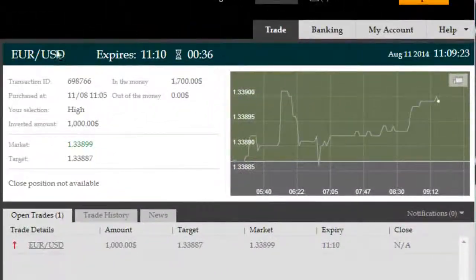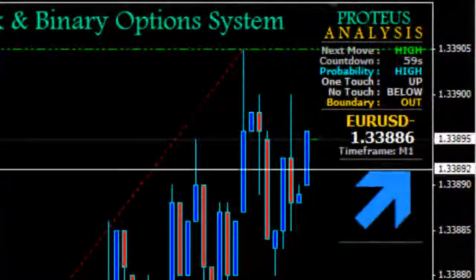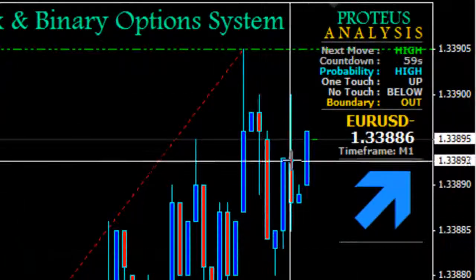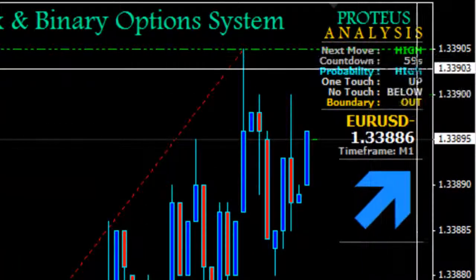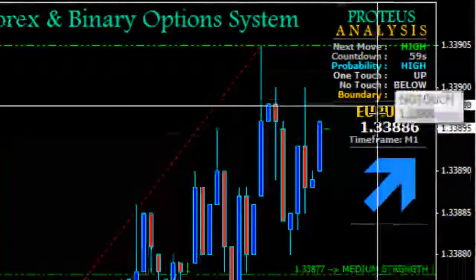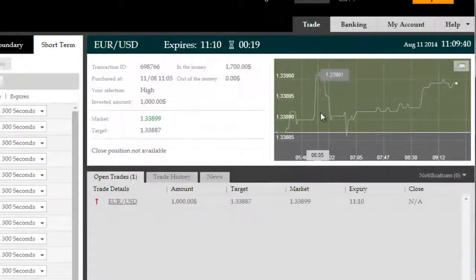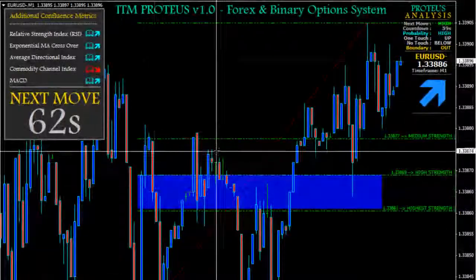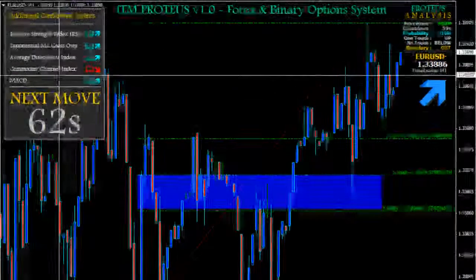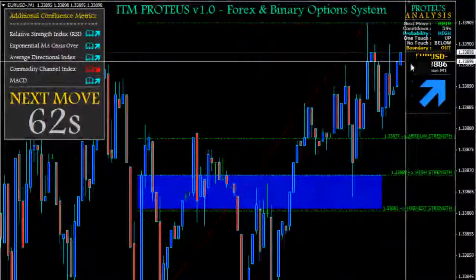So we're now in. We'll come back to you shortly. All right, we're back with roughly 36 seconds remaining on this Euro USD high trade taken on the 5-minute time frame using ITM Proteus. The suggestion by ITM Proteus was to go long, since the next likely move had a high probability of being a high move. We took the trade based on that premise. The additional confluence metrics on the left-hand side also agreed with that leading indicator signal from ITM Proteus, and the trade has now comfortably stayed in the money.